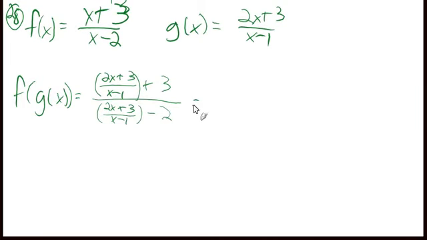Well, we've got to add 3 to this fraction. To be able to add 3 to this fraction, we've got to get common denominators. To get a common denominator, we're just going to multiply this by x minus 1 over x minus 1. And the same exact thing here, get a common denominator for the 2.